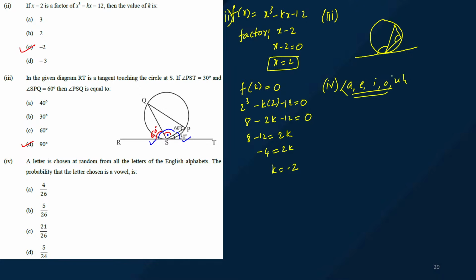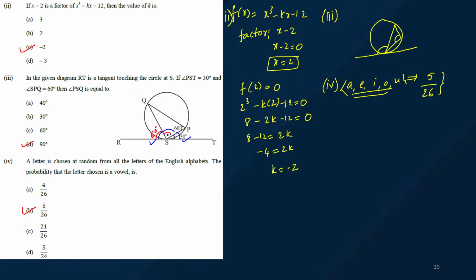So how many outcomes are there? 5 are there. Totally how many letters are there in the English alphabet? 26 letters are there. So the probability of choosing a vowel becomes 5 by 26. Clear? So the option is 5 by 26.